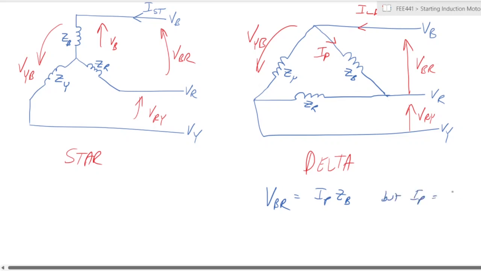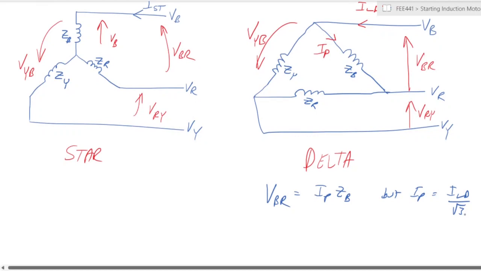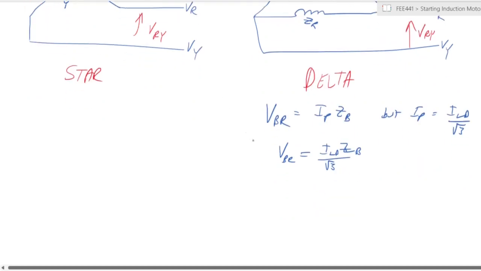Current times the impedance. But we know that IP is equal to ILD divided by root 3. That is, ILD is much larger than the phase current. The line current and the phase current are related to each other by a factor of root 3. So VBR in this case is equal to ILD over root 3 times ZB. If we rearrange this, we'll see that ZB is equal to VBR root 3 over ILD.